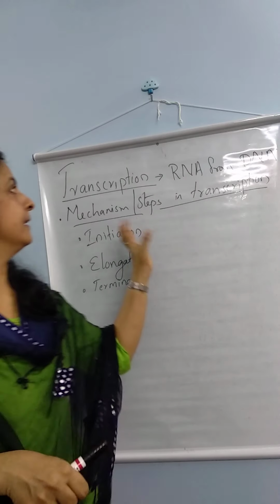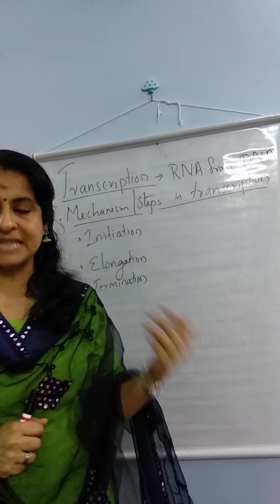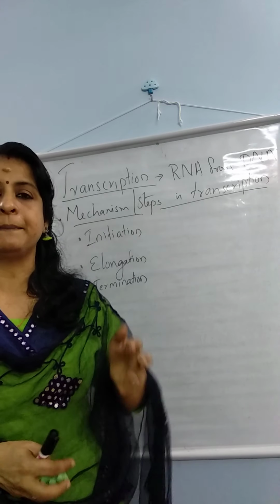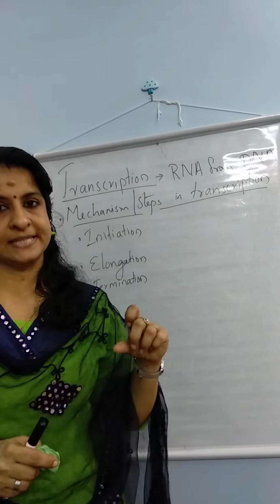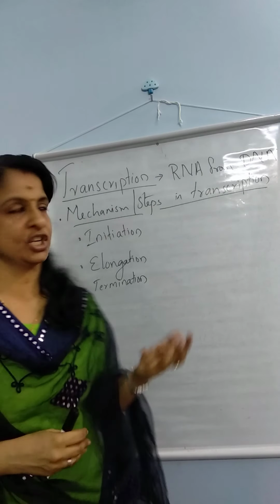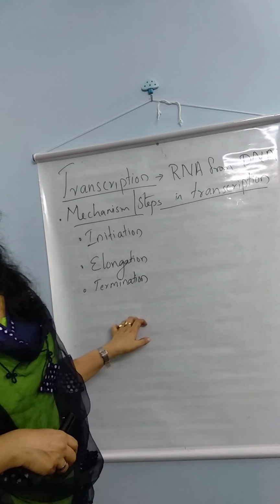Now the next portion under transcription is mechanism or steps in transcription. It's simple. In the previous topic, we studied the three regions of the transcription unit. Here there are three steps in the process of transcription: initiation, elongation and termination.